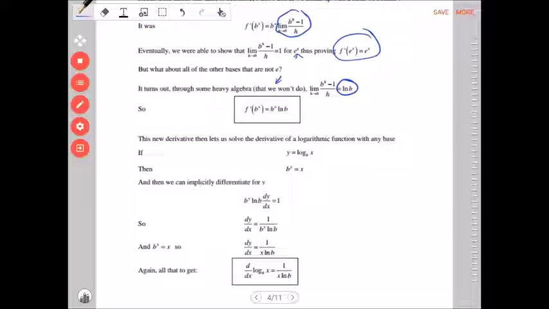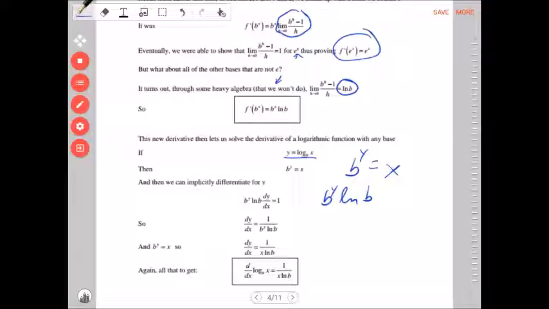This new derivative lets us solve the derivative of a basic logarithmic function now with any base. This algebra you are required to know. If we start with y equals log base b of x, changing forms, that's b to the y equals x, right? The log solves for exponents, and that just equals the x. So if I differentiate that, the derivative of b to the y is just b to the y ln b.